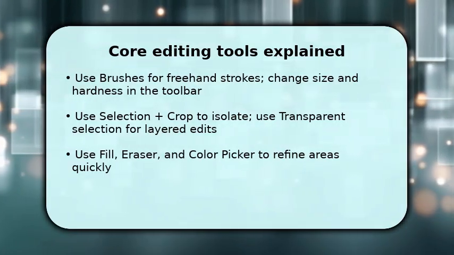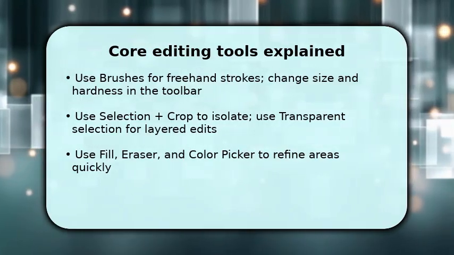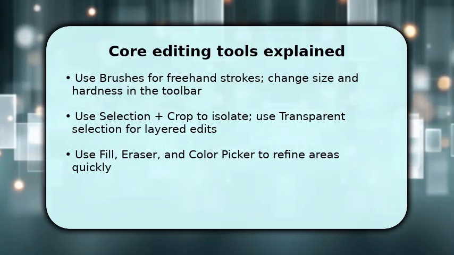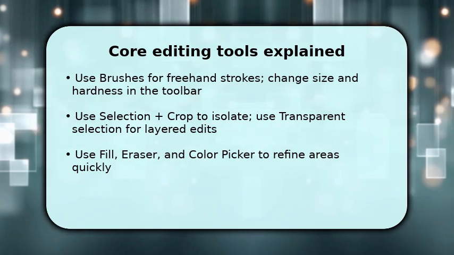Transparent selection lets you move pieces without a white box. Use the Fill tool to block in color, the eraser to clean edges, and the color picker to match tones exactly. Keep saving versions so you can revert if needed.